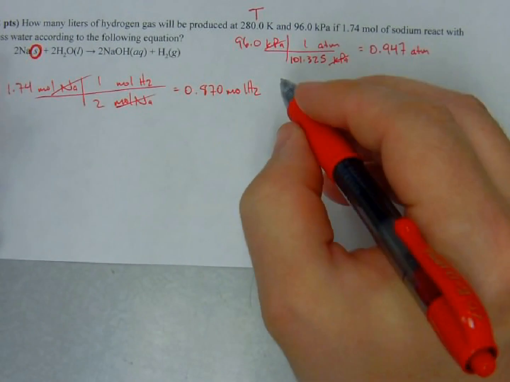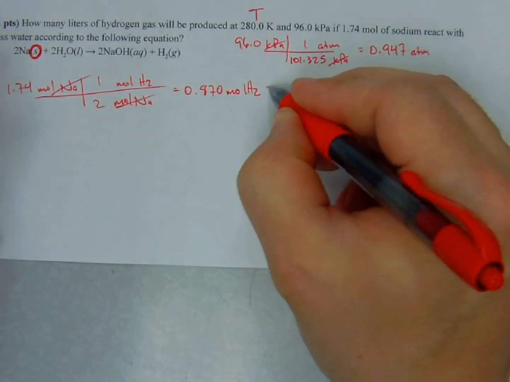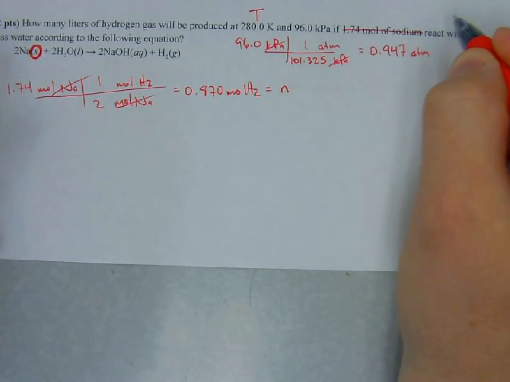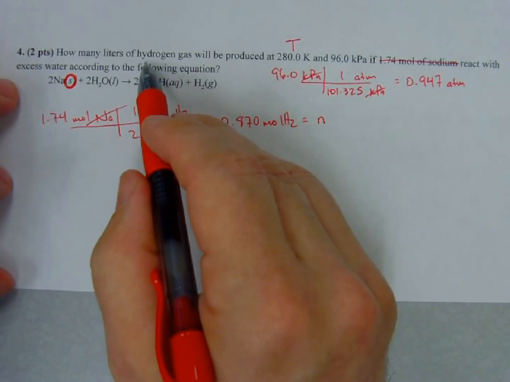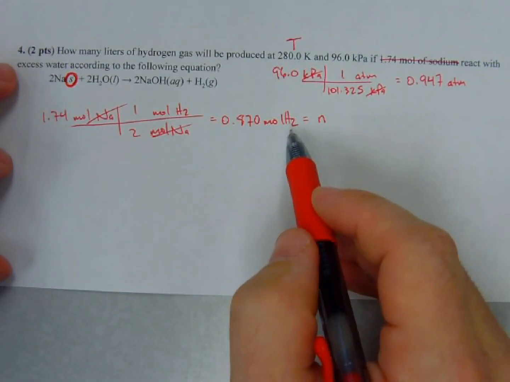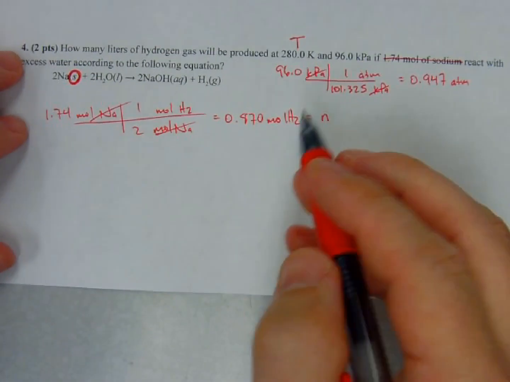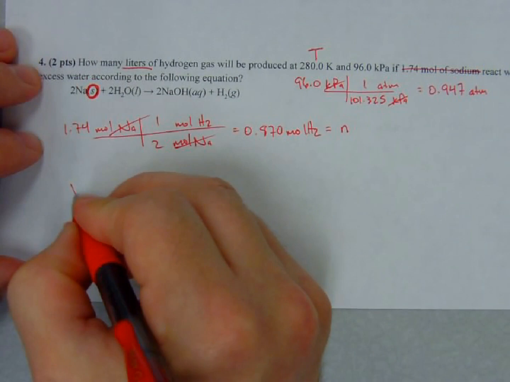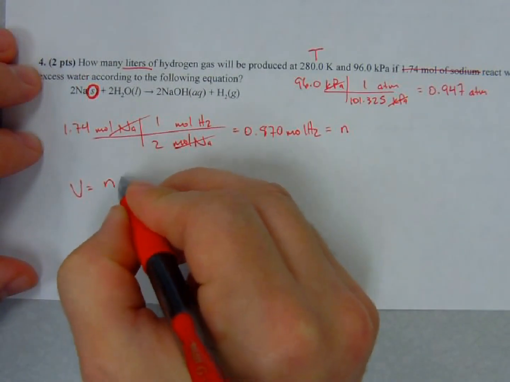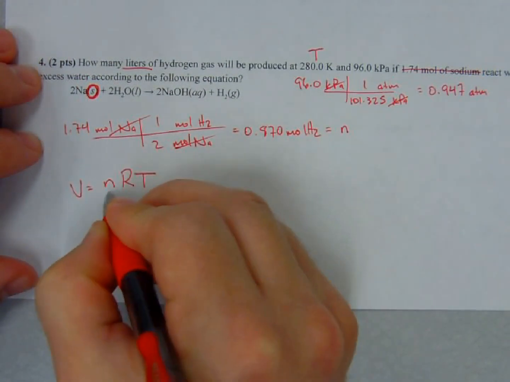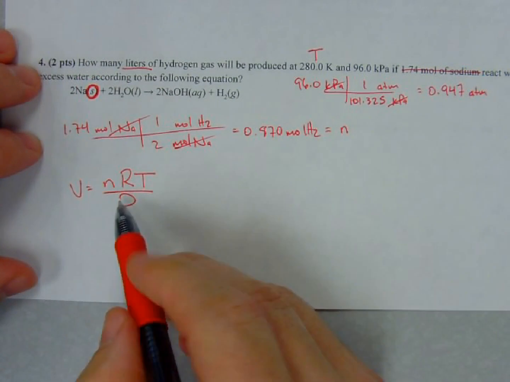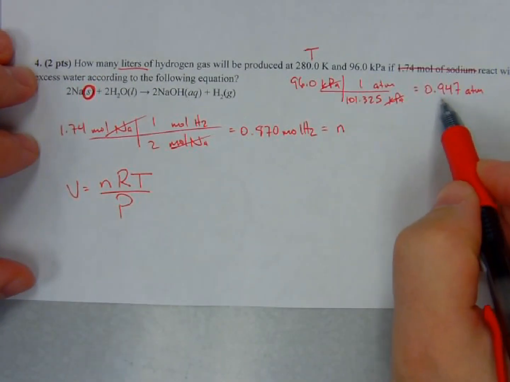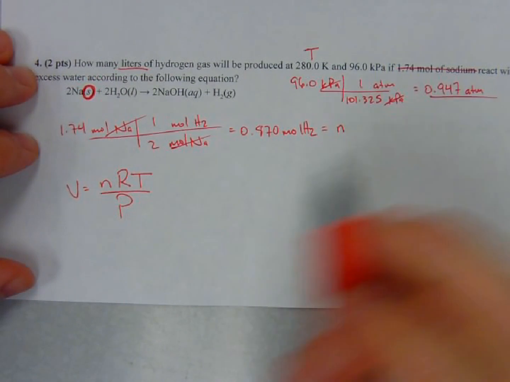So I'm going to use this as my value for n, not that, because I want to be talking about hydrogen. So now I'm talking about hydrogen. This is the moles of hydrogen. So solving for volume, I'm going to use volume is equal to nRT divided by P. Now I get to use my normal value for R because I'm going to put in my atmospheres for pressure.